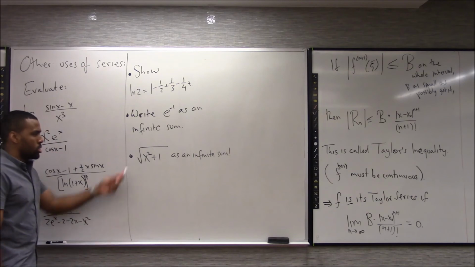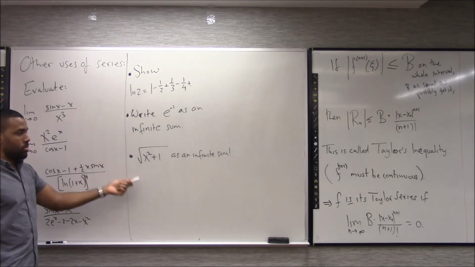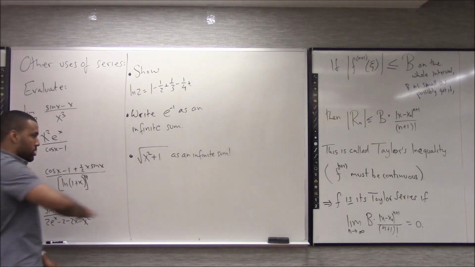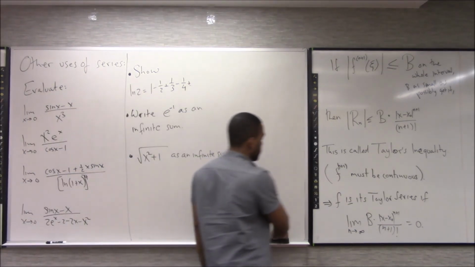But the idea is, of course, we can just find the Taylor series for this. Evaluate at a certain point, find the derivative, evaluate it, find the derivative, evaluate it, find the derivative, evaluate it, construct a pattern, and you can just do that. So it's an alternative to the generalized binomial theorem.